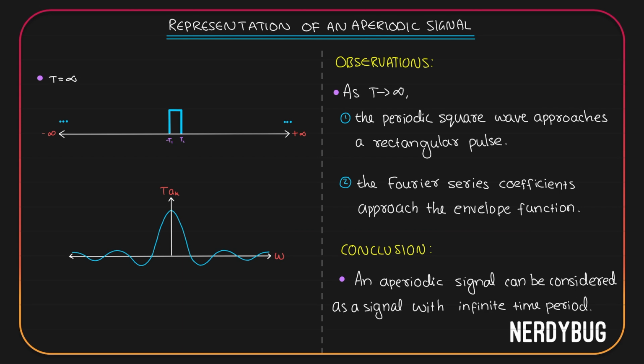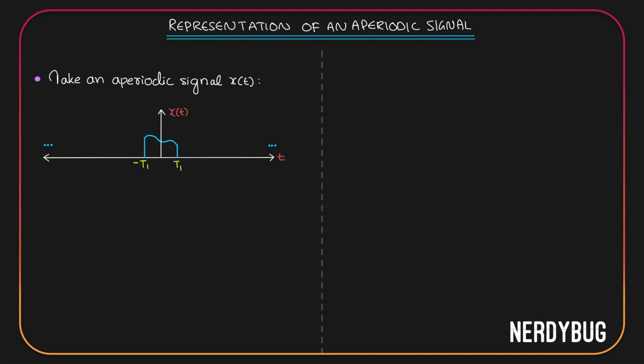Now that the idea is clear, let us figure out the mathematics of this. For that, let us take an aperiodic signal called x(t). x(t) is non-zero between -T1 and T1. At every other time, x(t) is 0. It is aperiodic.